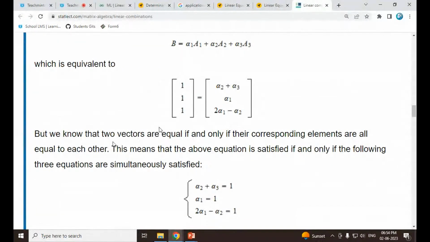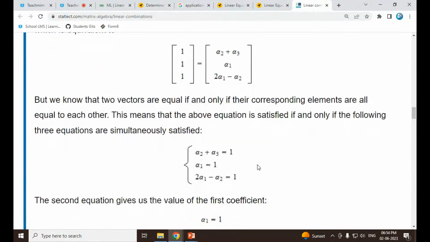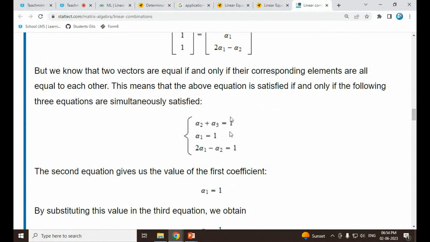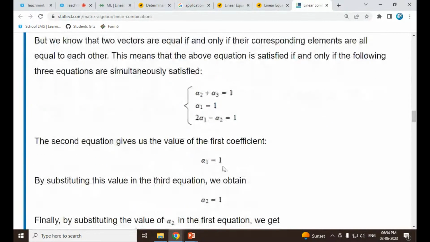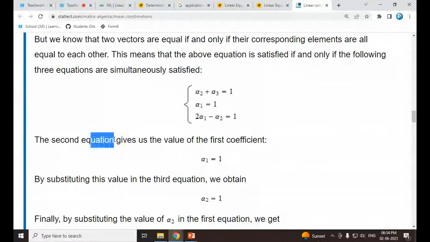Two vectors are equal if and only if their corresponding elements are equal to each other. You can see we just wrote whatever we told as a statement, as an equation here. Alpha 2 plus alpha 3 is 1, and this is also 1. This is also 2. The second equation gives us the value of the first coefficient.